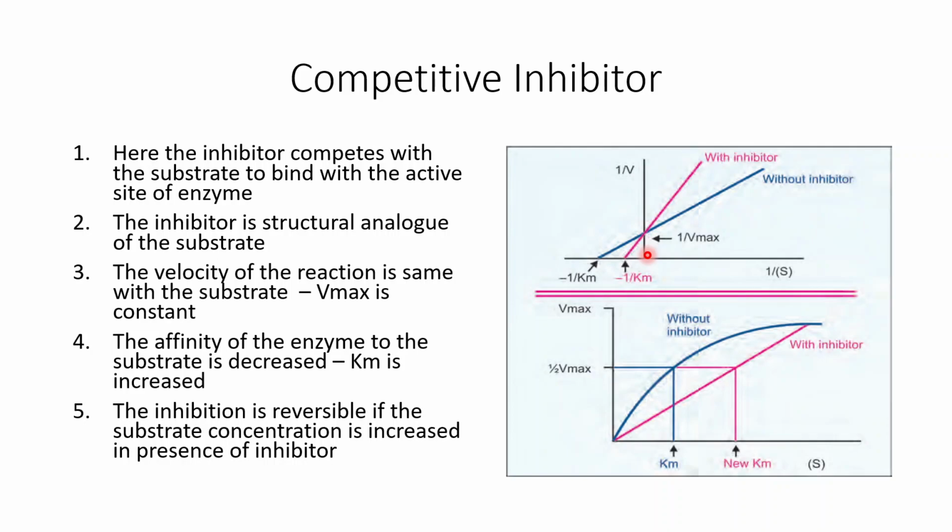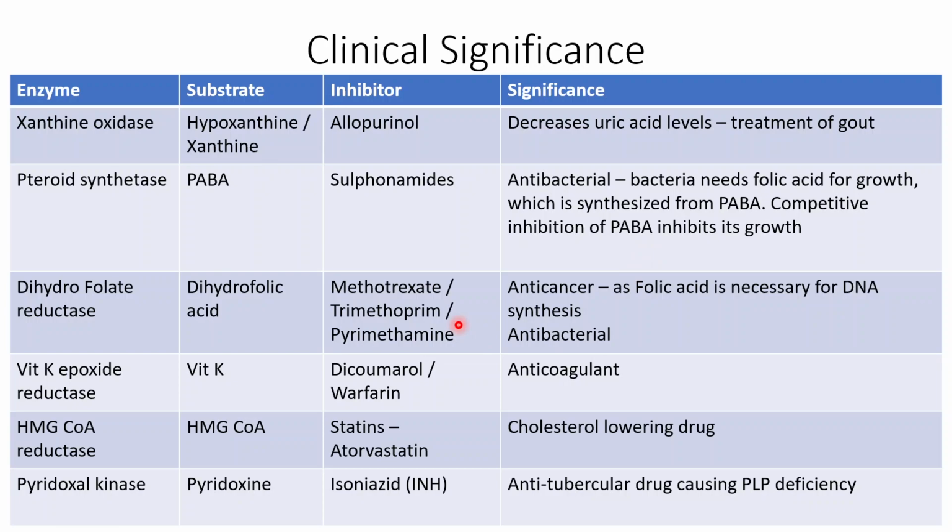Now let us look at various examples of enzyme inhibition and what clinical significance it has. We have the enzyme xanthine oxidase. This enzyme is important in uric acid metabolism. Xanthine oxidase acts on the substrate xanthine or hypoxanthine. We have the inhibitor allopurinol, which is a substrate analog of hypoxanthine or xanthine, and it inhibits the enzyme xanthine oxidase. When xanthine oxidase is inhibited, uric acid formation is decreased. So this is a drug which is given to decrease the formation of uric acid.